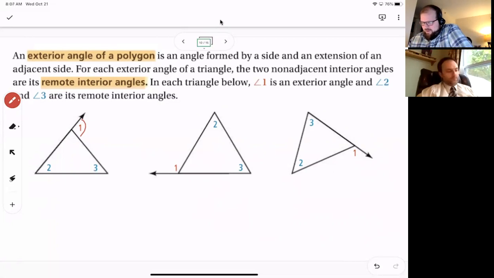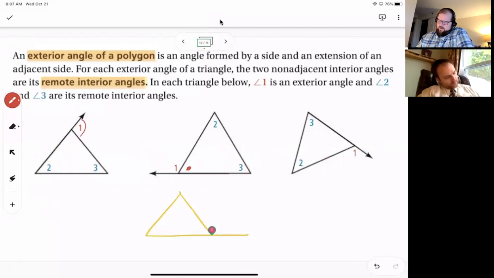And then here we're talking about remote interior angles. So that's not the one right next to it, which would make that a linear pair. That's probably an important relationship, but rather the ones that are far away, like they're remote, like not going to school currently because they're remote. See, I made this relevant to our COVID times.